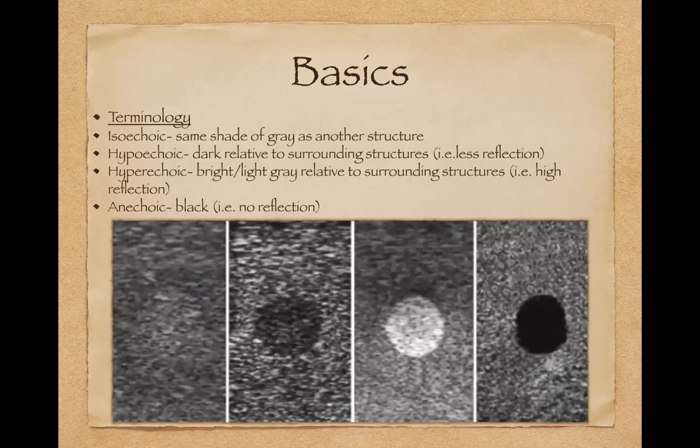Some terminology for how we talk about the pictures we see in ultrasound. Isoechoic is typically the same shade of gray as another structure. Hypoechoic is dark relative to the surrounding structures, with less reflection. Hyperechoic is bright, light gray relative to the surrounding structures. And anechoic is black, with no reflection. All these terms, except for anechoic, are relative to surrounding structures.